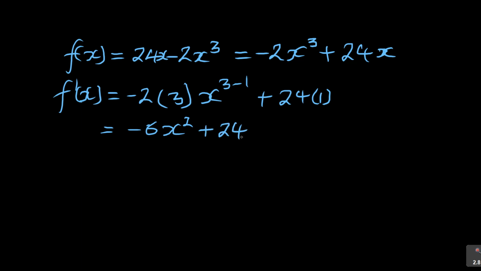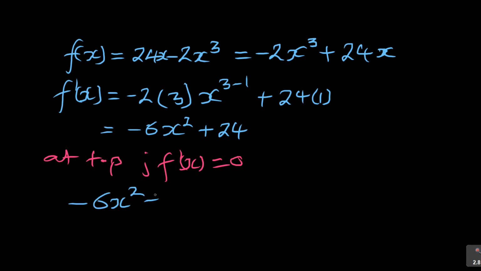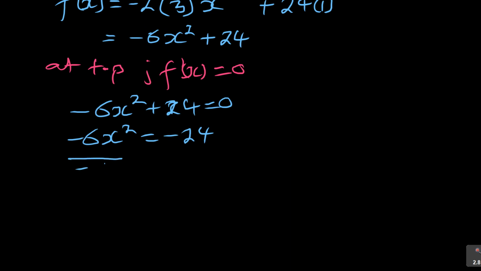And then you have to state that at the turning point, f'(x) is equal to 0. You need that statement so that it can justify why we are saying minus 6x squared plus 24 is equal to 0. Then take 24 to the other side: minus 6x squared is equal to negative 24. From there, remember we're solving for x. Divide by negative 6 on both sides. When you do that, you have x squared is equal to, 6 into 24 is a positive 4.